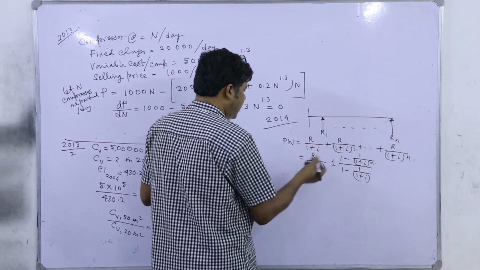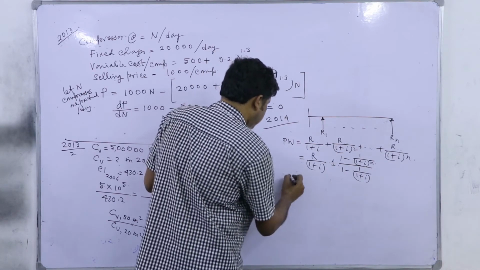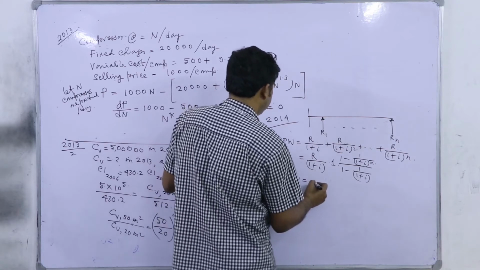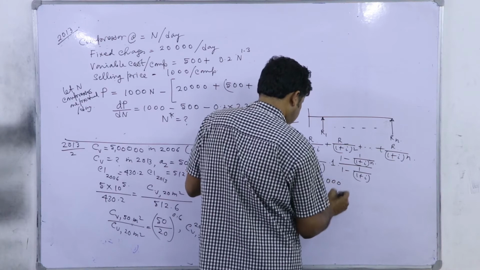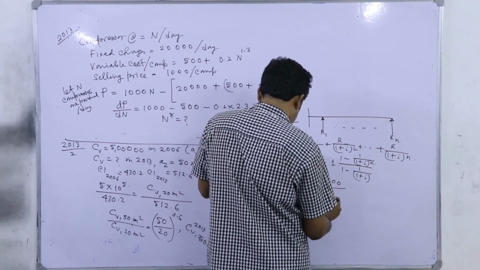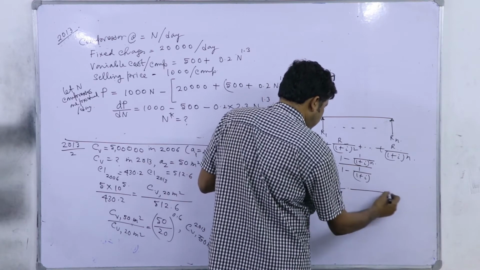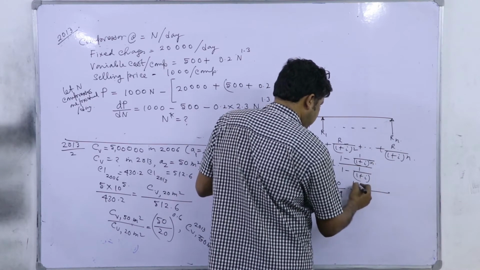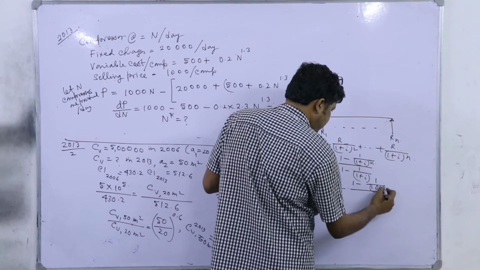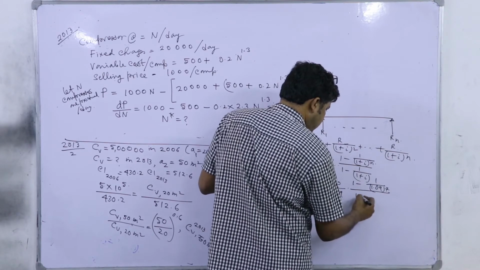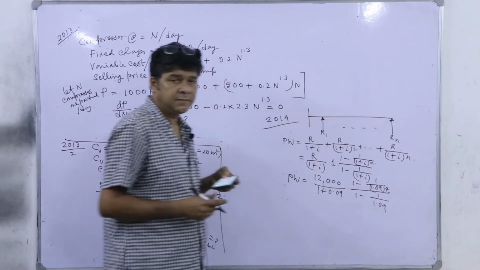So, from here this R is known, and the interest rate is known. So, present worth will be basically equal to $12,000 divided by the interest rate of 9%. So, 1 plus 0.09, into 1 minus 1 divided by 1.09 to the power 7, over 1 minus 1 divided by 1.09. So, from there we can solve for the answer.